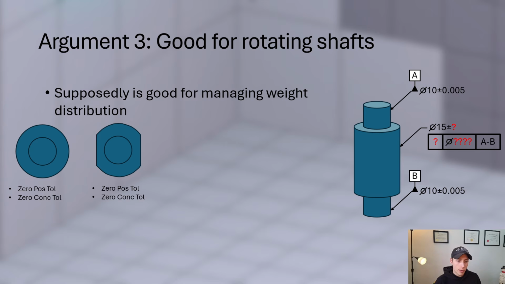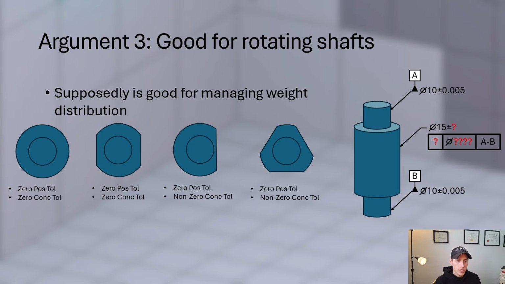But if we were to add some form error where we have a flat on either side, this would still register as 0 positional and 0 concentricity tolerance. Now, where concentricity might come in useful is if you were to have a flat on one side, this would be an unbalanced shaft, and it registers as a non-zero concentricity tolerance. So this is the argument for why concentricity is useful. But it kind of falls apart if you look at something like a trilobed feature, where this would still be a reasonably balanced shaft, but it would still register as a non-zero concentricity tolerance zone.